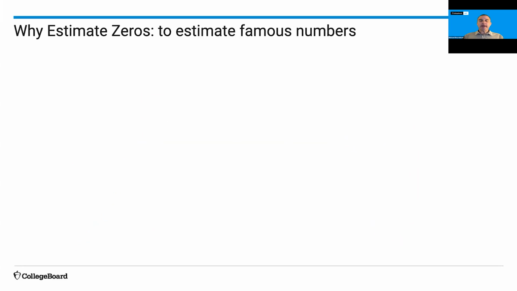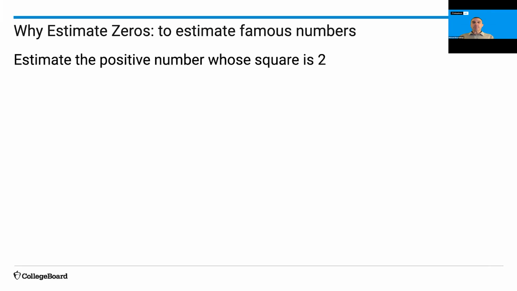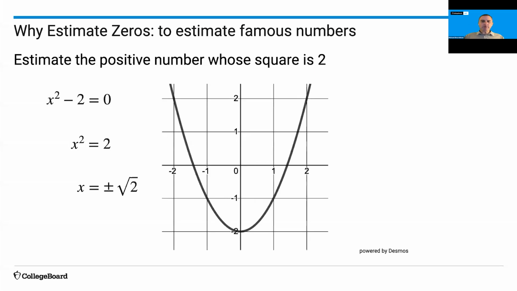Another reason we might be interested in estimating zeros is to estimate famous numbers. For example, we might want to estimate the positive number whose square is 2. You know that that number is a root or a solution to the equation x squared minus 2 equals 0. Of course, the easy way to solve this equation is to put the 2 on the right and take the square root of both sides, remembering that we're looking for a positive or negative square root of 2. But we were after estimating the positive number whose square is 2. So we're looking for an estimate of the point right here on the graph of that parabola. We know that the x coordinate is exactly square root 2, but we're really after what the square root of 2 is as a decimal.